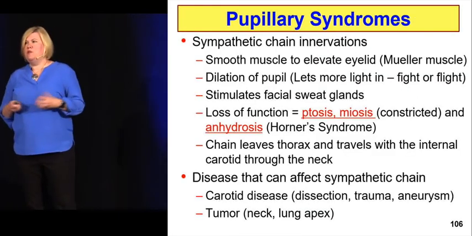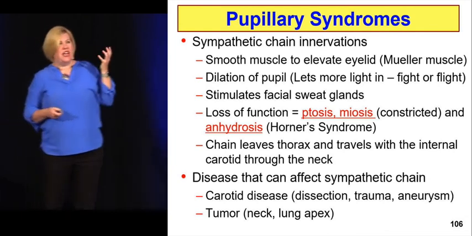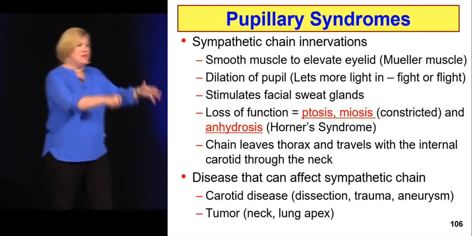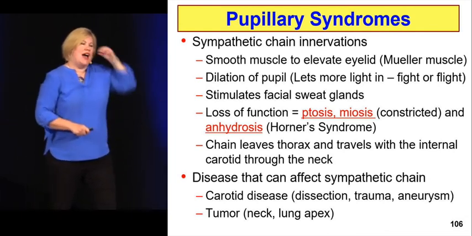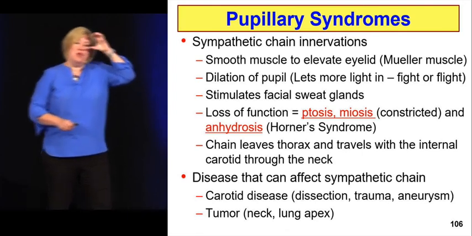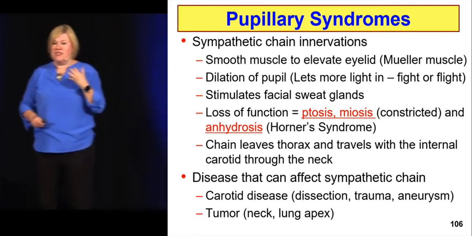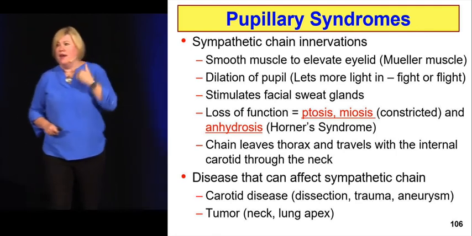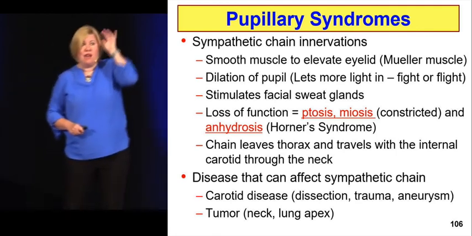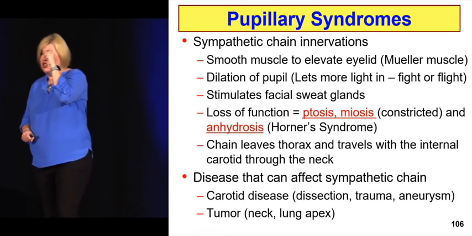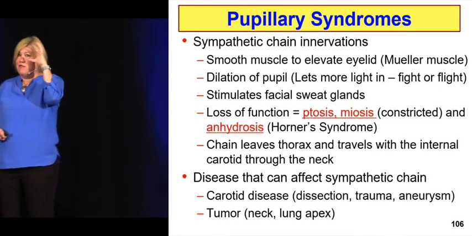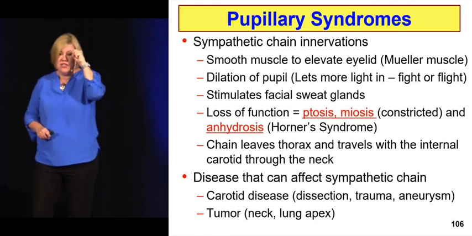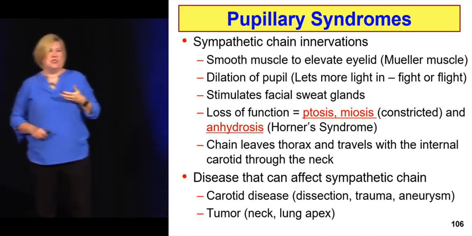So just reviewing these pupillary syndromes. So we've got our sympathetic chain, our fight or flight. It tells me to run from the tiger. I lift my eyelid, my pupil dilates, I get sweaty on that one side. So if I take out that sympathetic chain, all of those things go away. Now I have ptosis because I can't raise my eye all the way. I'm going to get a constricted pupil because that fight or flight big pupil went away. So now I've got miosis, and I've got the anhidrosis, the lack of sweating.